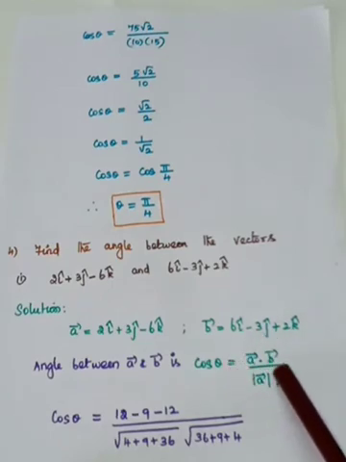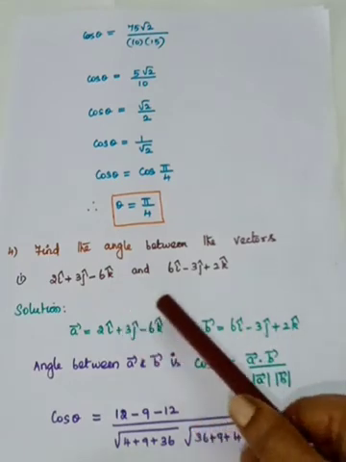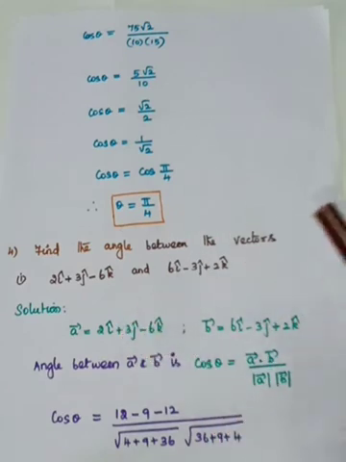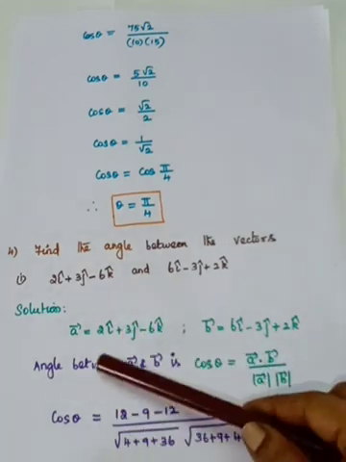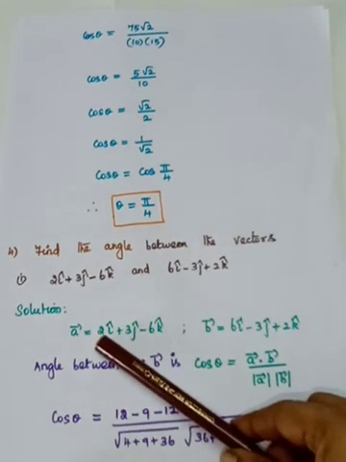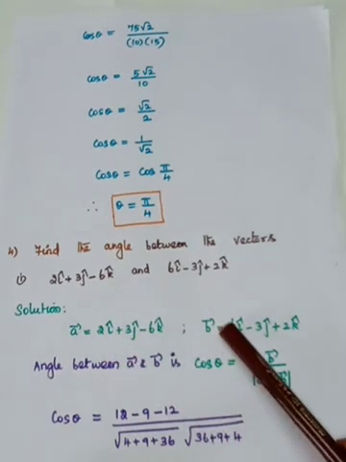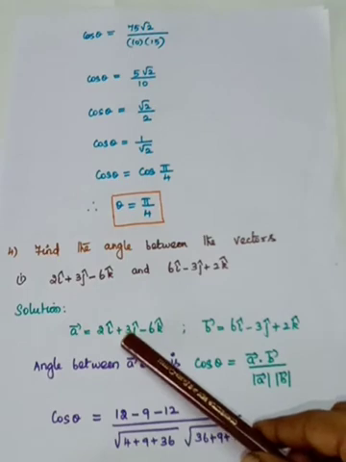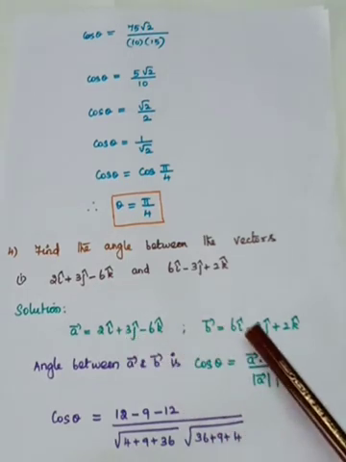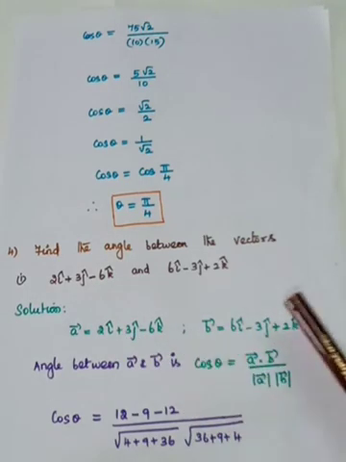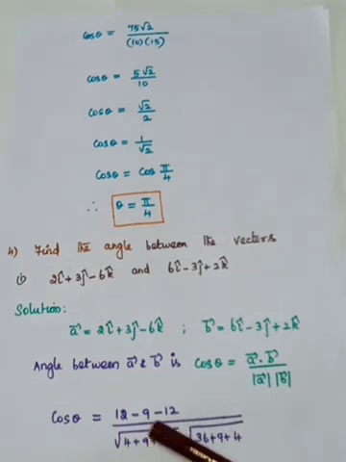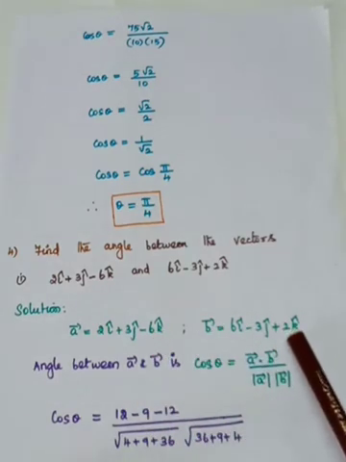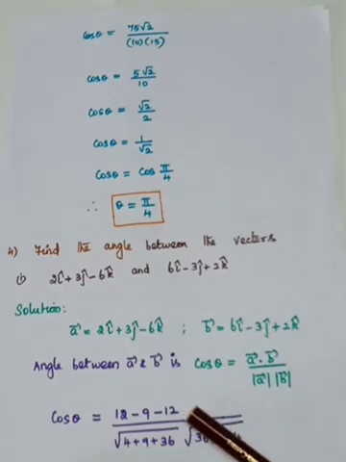See the numerator, it is the dot product of these two vectors. How to find the dot product? The same coefficients have to be multiplied. Here the coefficient of i cap is 2, here you are having 6, so 6 2s are 12. Next, the coefficient of j cap is 3, here you are having minus 3. If you multiply, minus 9. And here the k cap coefficient is minus 6, here you are having 2. So minus 6 into 2 is minus 12.